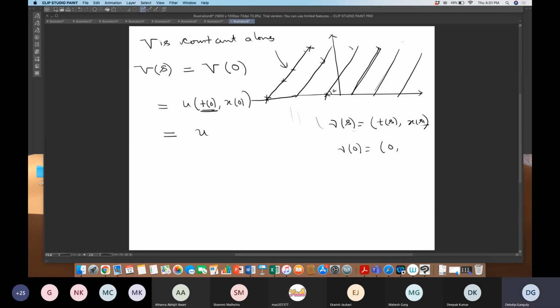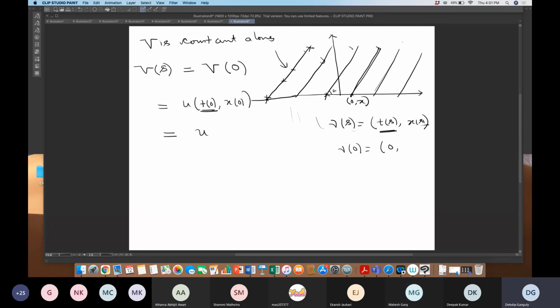A straight line with slope A hitting the x-axis, then what should this T be? T of 0, T naught. Yes, I agree. What is T naught then? 0. Yes, because any point here is 0 comma x. Any point here is 0 comma x. Yes or no?